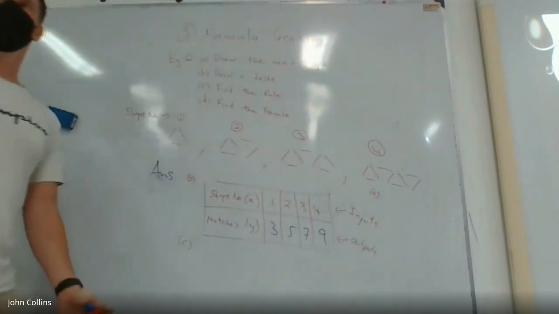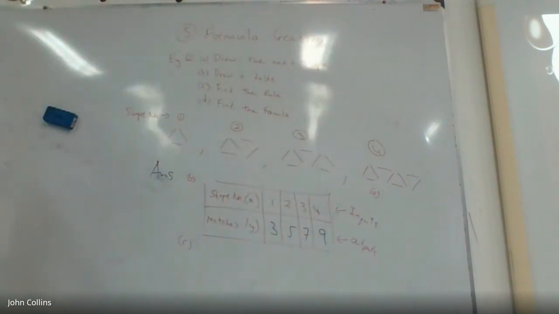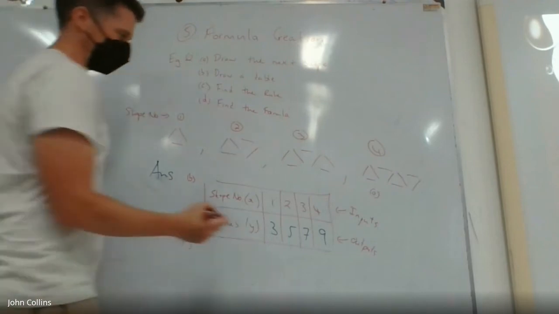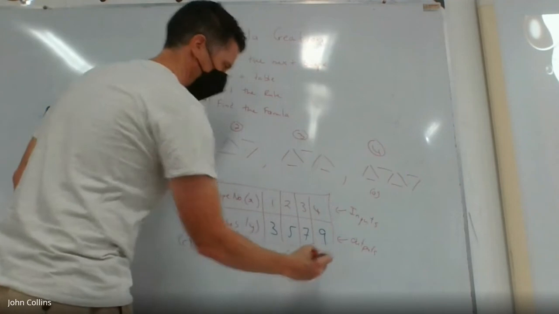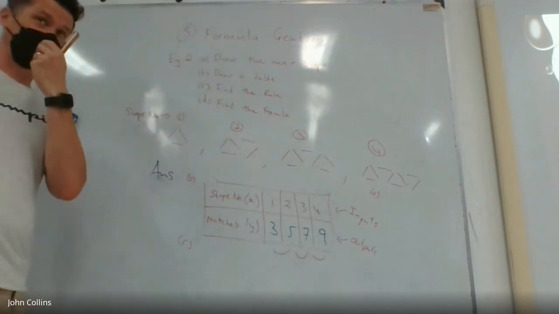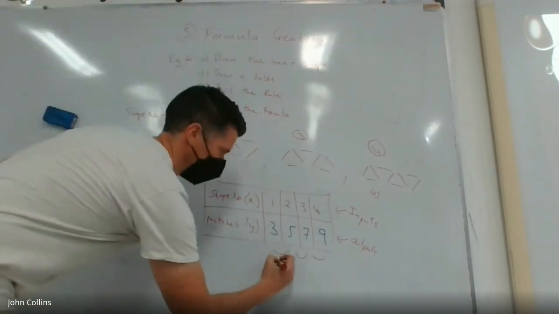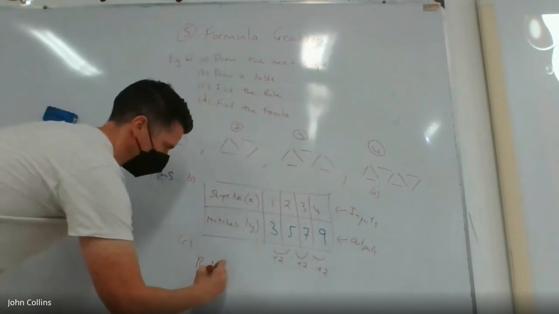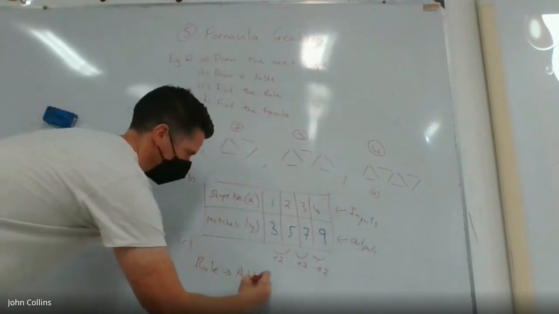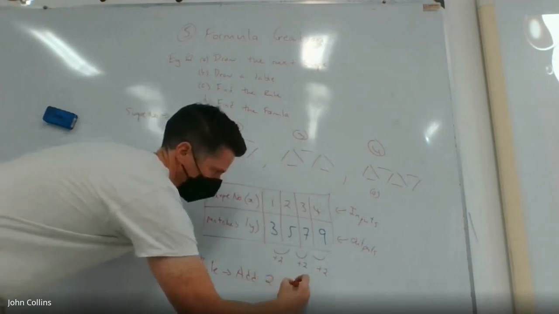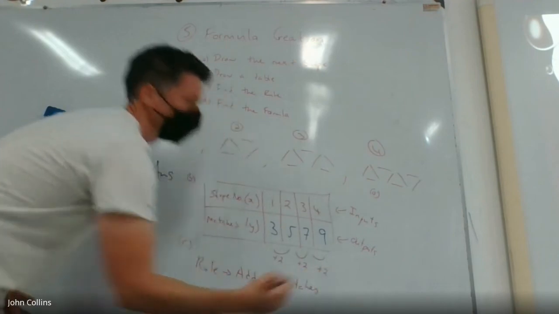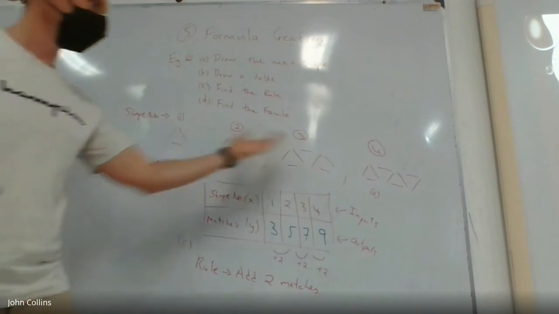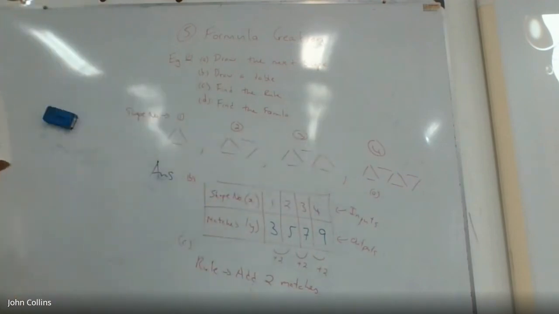And it's all about noticing how many matches. And Charlie's already said it. And I know Maxim is going to say it. Maxim, I'll ask you for the formula in a second. You look at the pattern that you see, how many additional matches are each time. And it's adding 2 each time. So therefore, my rule is add 2 matches. It doesn't need to be more complicated than that. I notice that there's 2 more matches every time, so that's my rule. Add 2 matches.